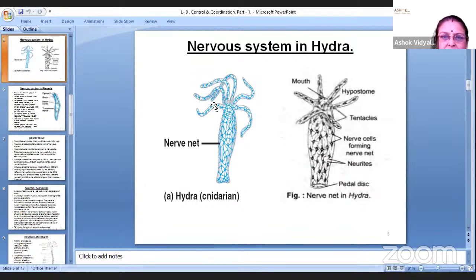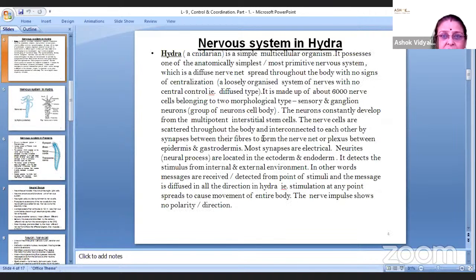And what happens? The sensory cells are present at the tentacles and the epidermis and gastrodermis. So if it is slightly stimulated, the whole body will show the reaction. Okay, this is about the nervous system in Hydra. That is, it does not have anything as a centralization or a central nervous system. So we call it a diffuse nerve net, which spreads throughout the body with no signs of centralization. No sign of centralization means a loosely organized system of nerves with no central control at all.